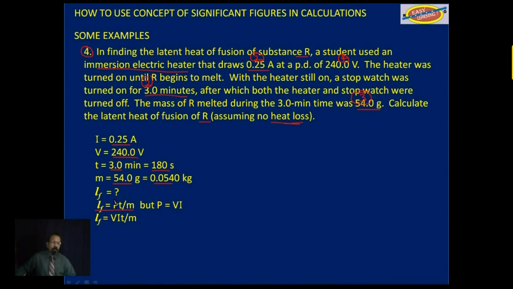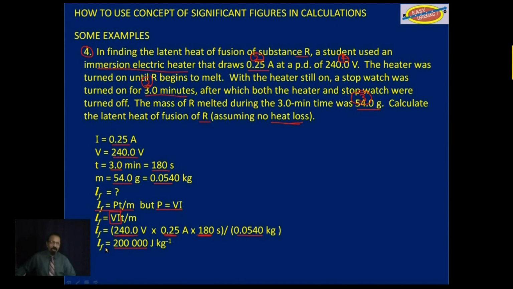But we don't know the power in watts. However, we do know that P is equal to VI. And we know V and we know I. So where P is in this formula, we take it out and put in VI. Now, LF, of course, is equal to V times I times T divided by M. And when you do that, the voltage multiplied by the current, multiplied by the time, divided by the mass, you get exactly 200,000 joules per kilogram.